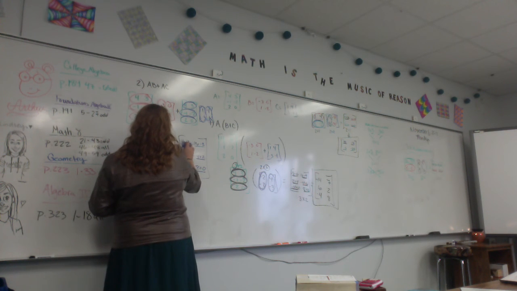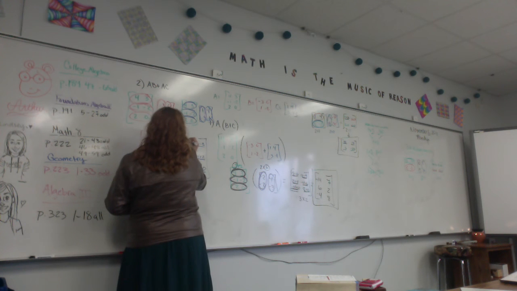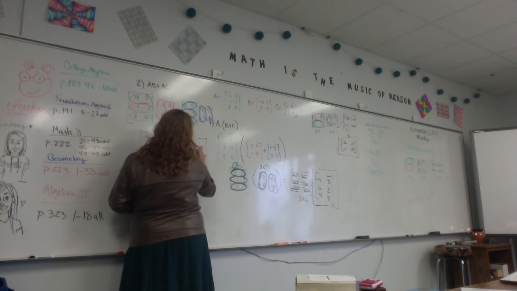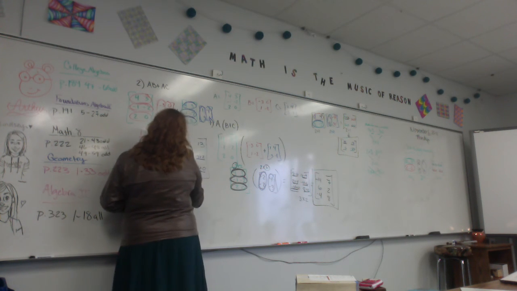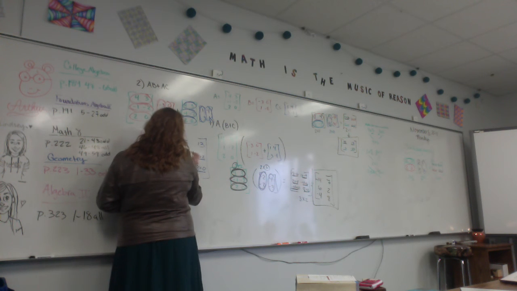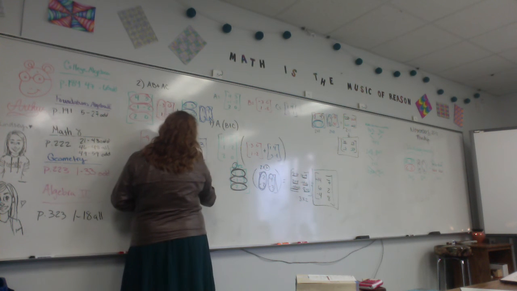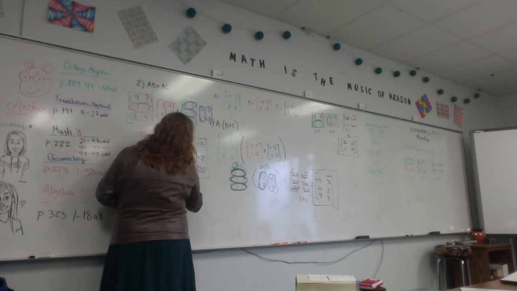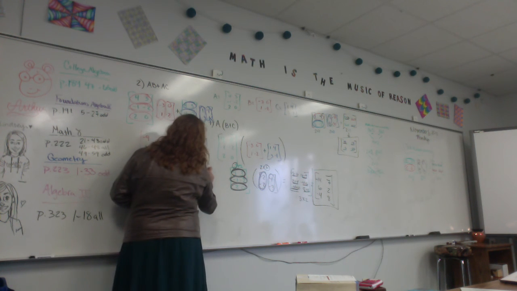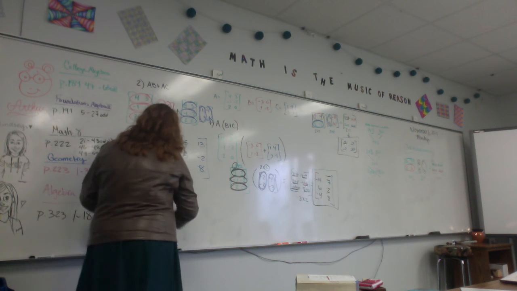What's 4 minus 9? Negative 5. What's 16 minus 3? 13. What's negative 1 plus 6? 5. Negative 4 plus 2, negative 2. 0 plus 0... and 8 plus 0, 8. Beautiful. Now I can add these together.